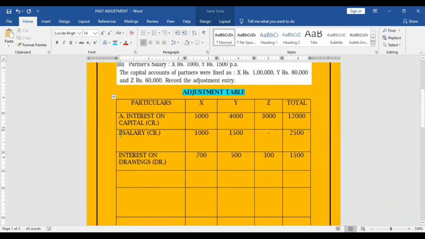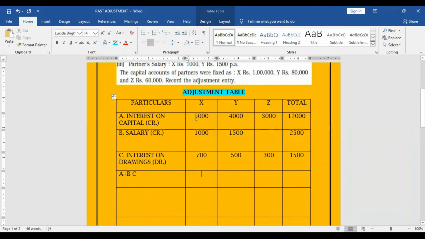This one we will name it as B. This one we will name it as C. Now find out the difference between A plus B minus C. So for X, what is the difference?